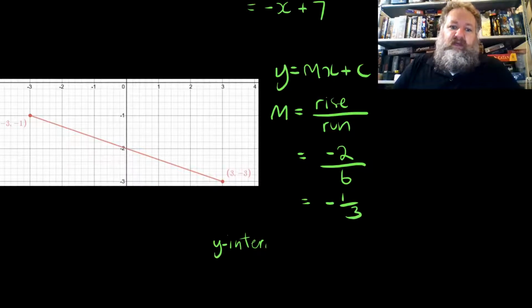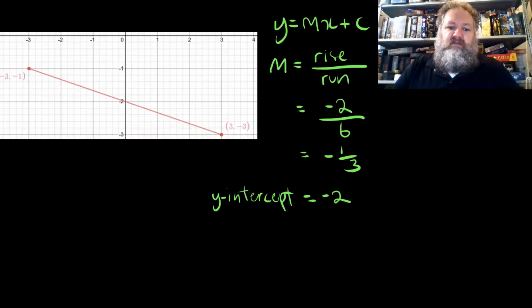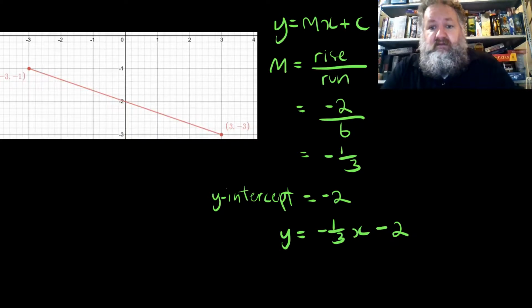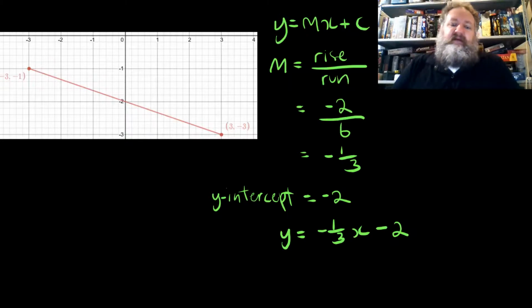Let's also look at where our y-intercept is. We can see that my line is crossing at negative 2, so my y-intercept is negative 2. Let's put this all together and come up with our rule. It will be y equals negative 1/3 x minus 2. So that is how we can use a linear function drawn on a graph to come up with the algebraic rule for that particular line.